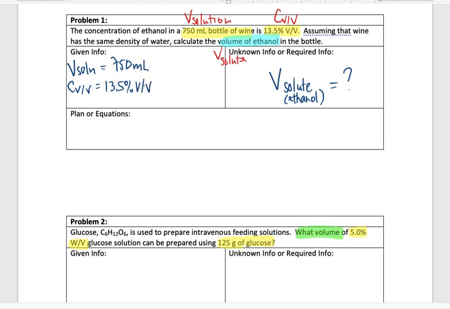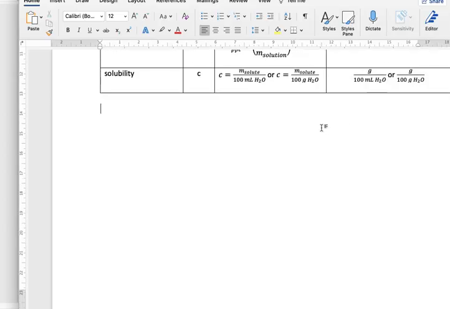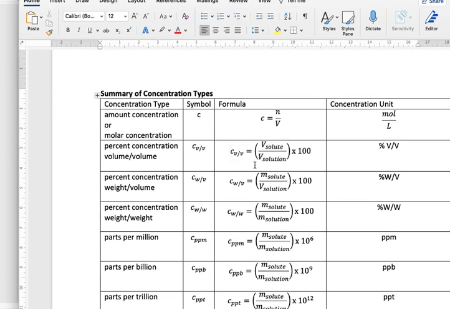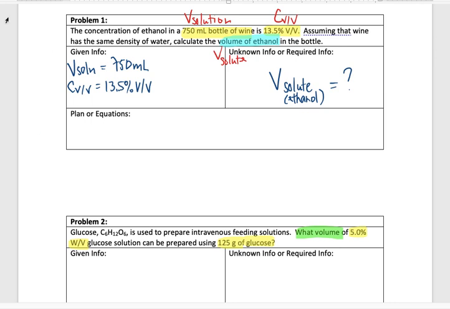So from here we need to calculate the volume. Let's start looking at what kind of formula we need. Looking at our table here, volume is just volume over volume like that. The volume of the solute's always at the top, solution's at the bottom, and then this is a percentage, so we're going to multiply by 100%.